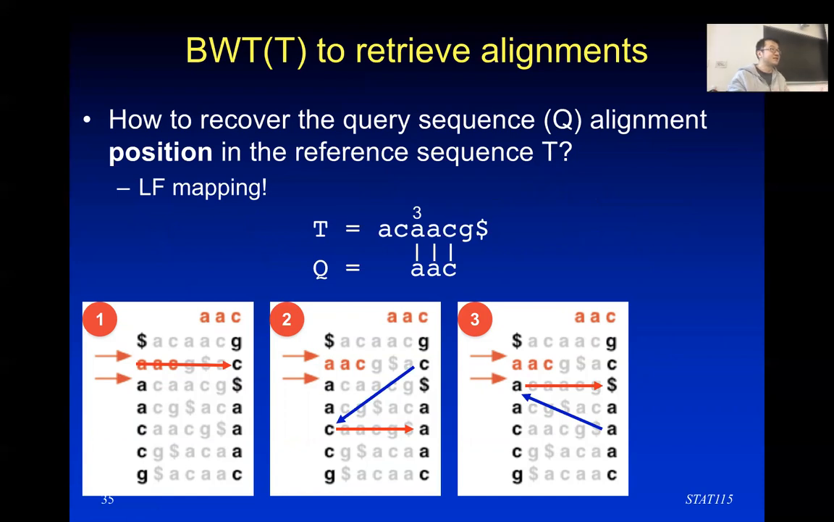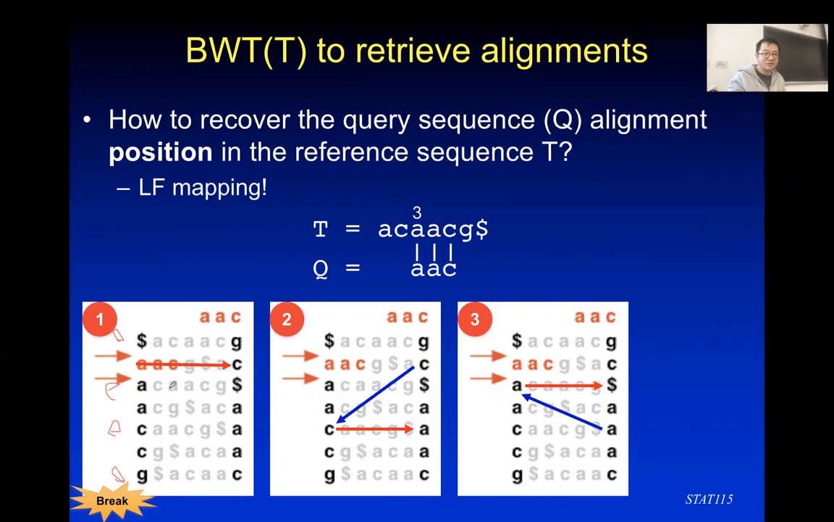Of course, this is very slow because we need to go through the reference genome back to the beginning. So in practice, people will store samples. If you still remember the suffix array, people will store the suffix array number for every second row.